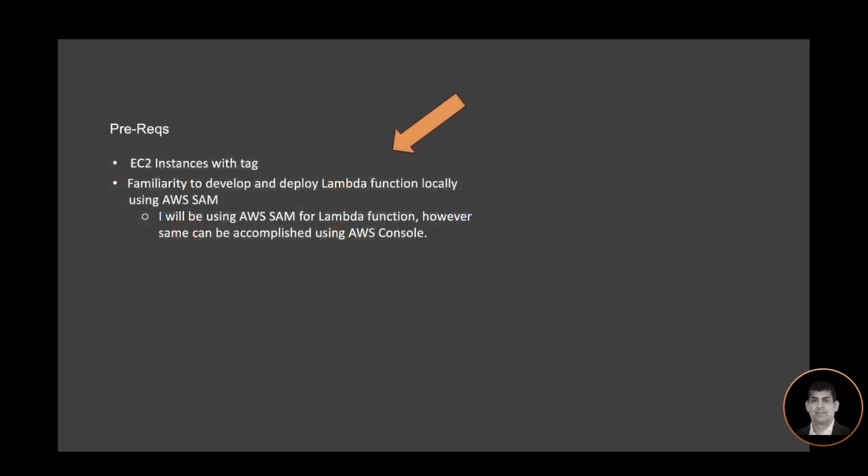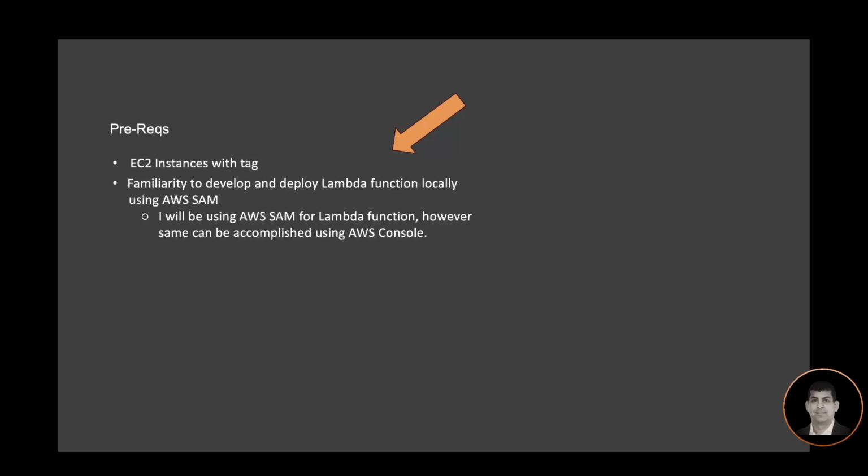The prerequisite for this workshop is to have an EC2 instance with the tag and familiarity to develop and deploy a Lambda function locally using AWS SAM. I will be using AWS SAM for the Lambda function. However, the same can be accomplished using the AWS console. I already have an EC2 instance with tag GBDAV. I also have code written for the Lambda function, which I will review and share with this workshop. If you want to learn about creating and testing a Lambda function, please watch my video on the Lambda workshop. Link is in the description for this as well.